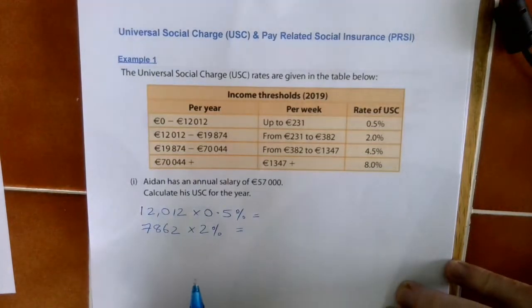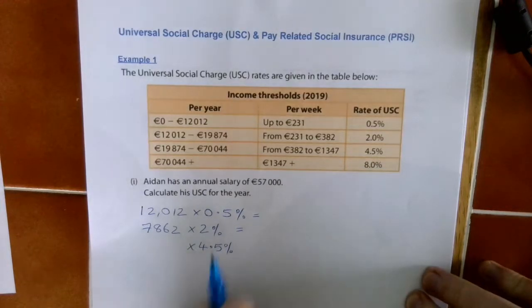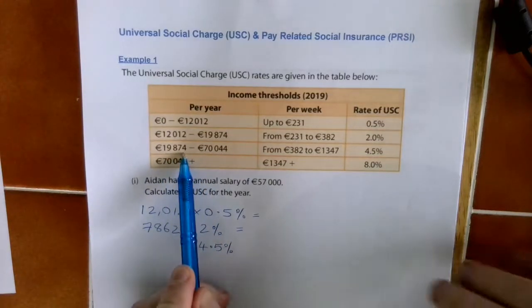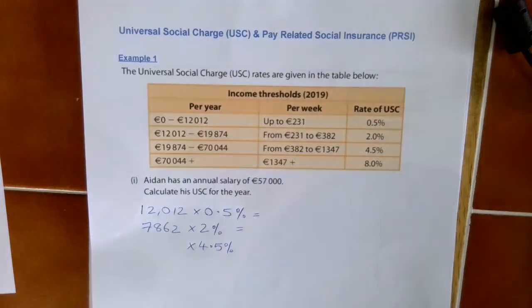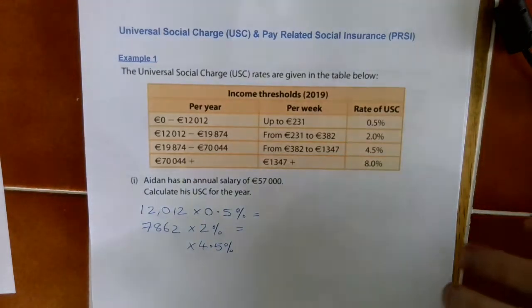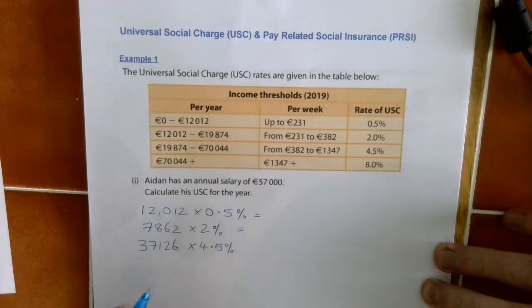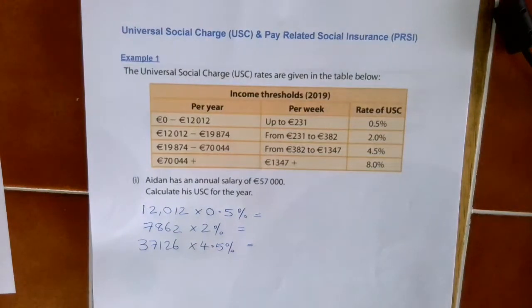And then he pays 4.5% on anything between his 57,000 and 19,874. So we need to calculate the difference in those two next. And you can see that the difference is 37,126. So then what we need to do is calculate each of those answers separately.